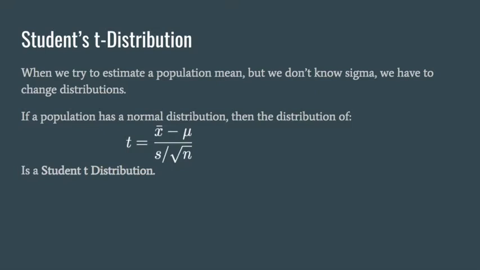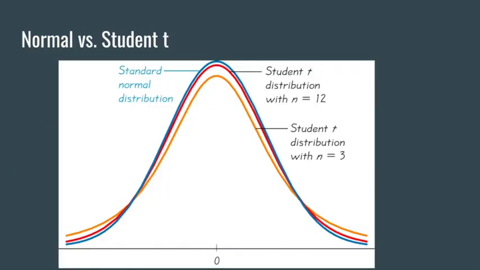You'll see here that to find t, the formula is similar to what it was for z, only this time we don't have sigma, so instead we substitute in s, the sample standard deviation. The sample standard deviation is not quite as reliable as the population standard deviation, of course, so the t distribution has to be modified slightly.